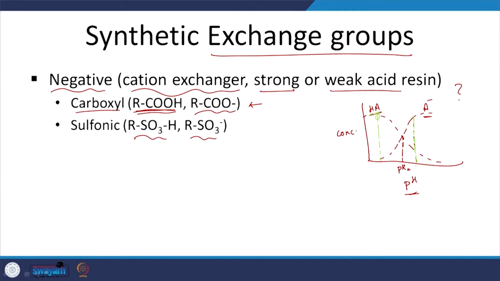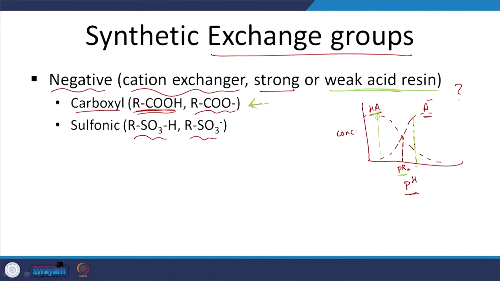So, as you can see, pH plays a considerably important role. When will this be important? This will be important for weak acid resins. When do we call a particular acid a weak acid? When the pKa is relatively high, not relatively low. An example of that is this carboxyl group, and I guess this was discussed in the context of acetic acid and such.